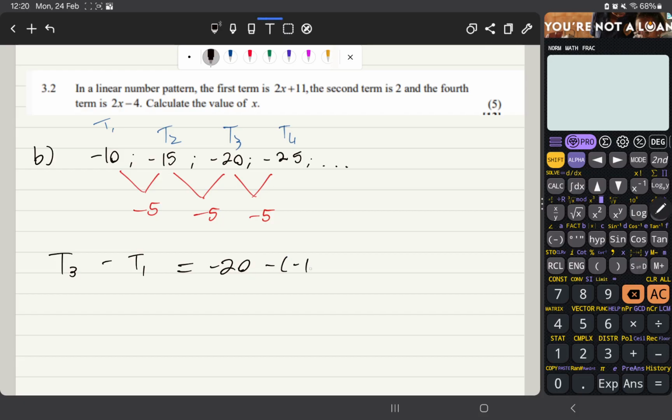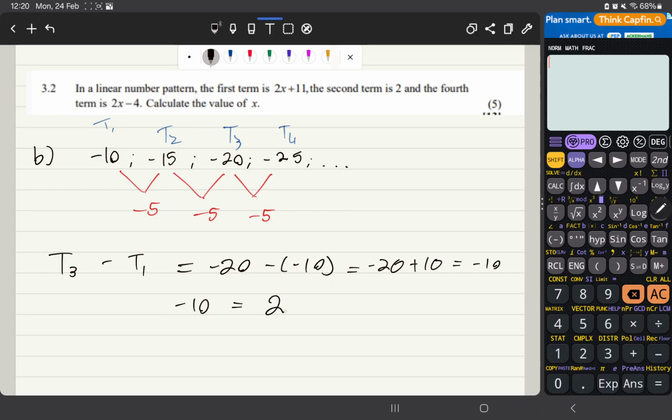Minus 10. That is minus 20 plus 10, that is minus 20 minus minus 10, which is minus 10. Do realize that minus 10 is the same as 2D or 2CD, 2 times the common difference, which is 2 into minus 5, giving you minus 10.